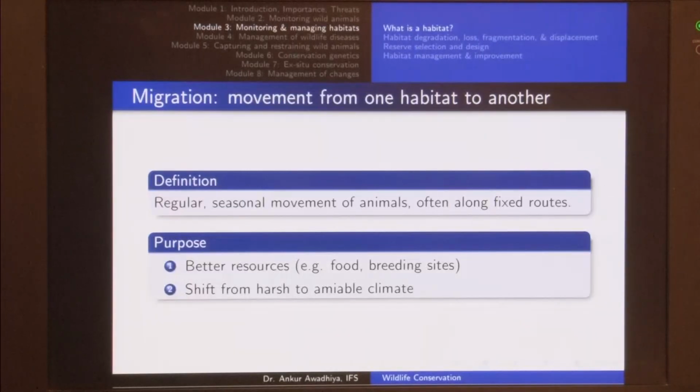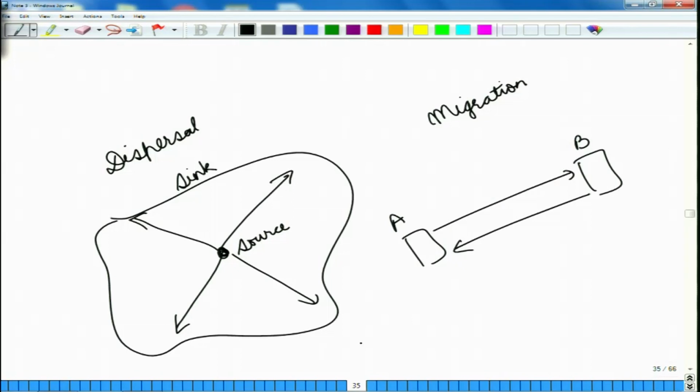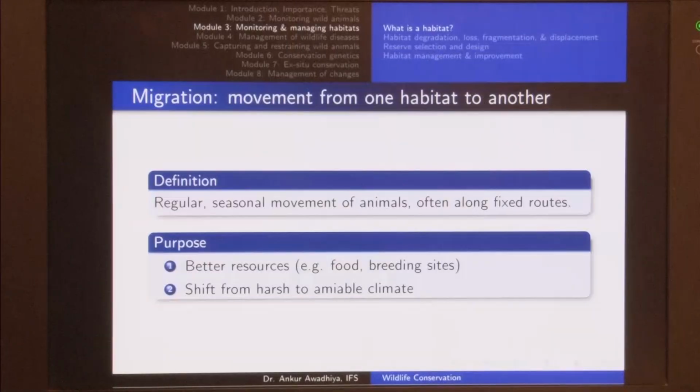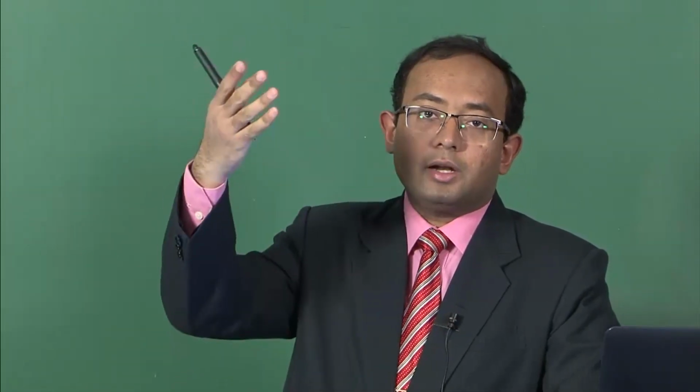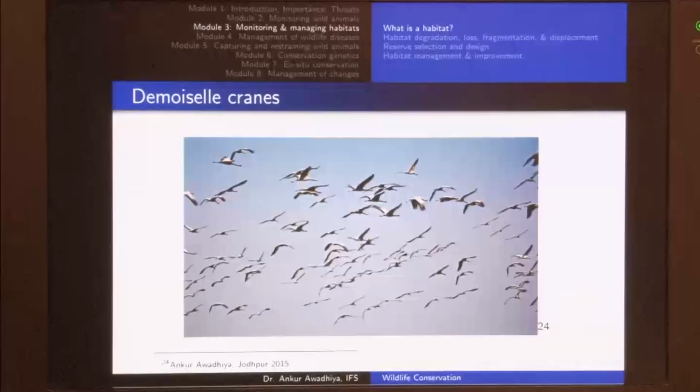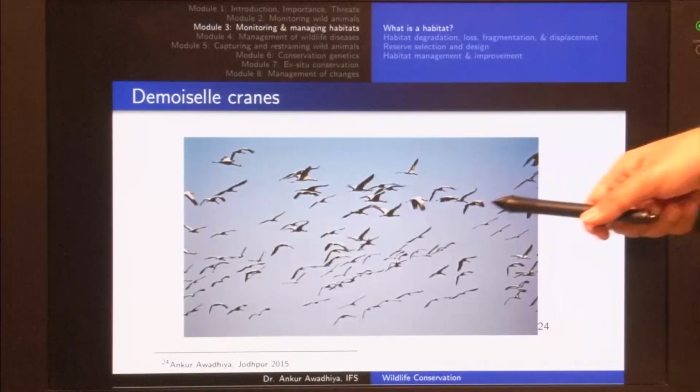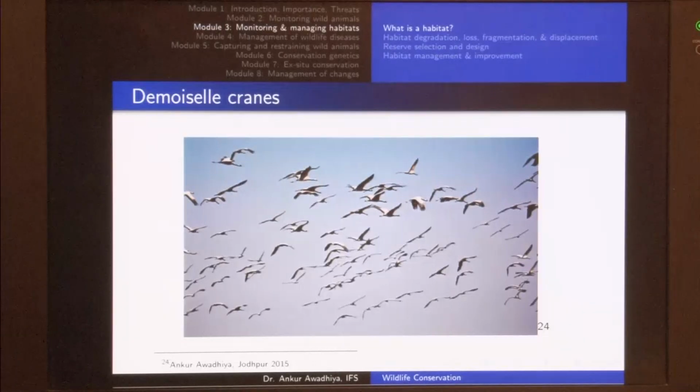So for instance, when we consider a species such as the Siberian crane, in the case of very cold climates, when there is winter in its original area, because the climate is harsh, it moves down into India, and then it uses the resources here because we have more food availability here. Then when the climate at its original area becomes more amiable because the summers are approaching, and this area becomes less amiable because it is very hot, it moves back into Siberia. This is another example where we can see demoiselle cranes, which are also another migratory species.